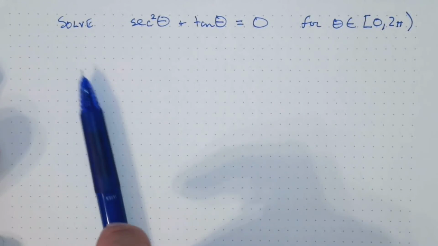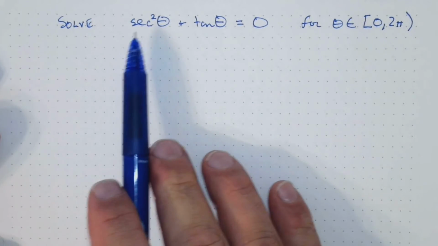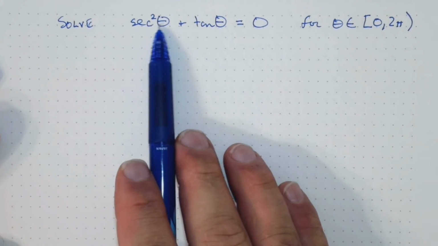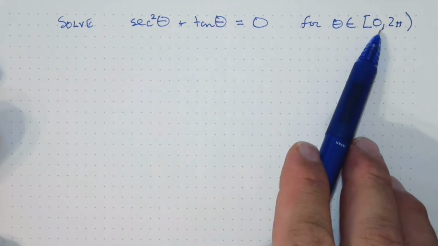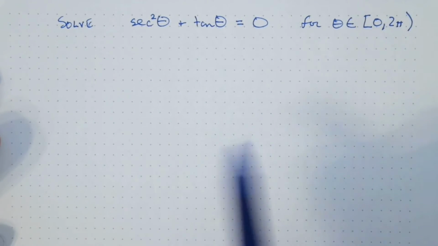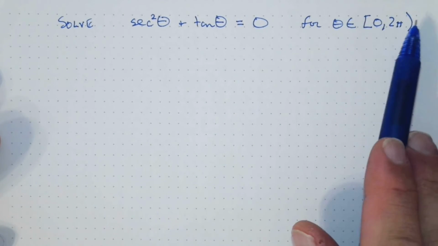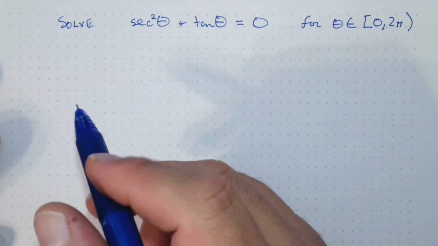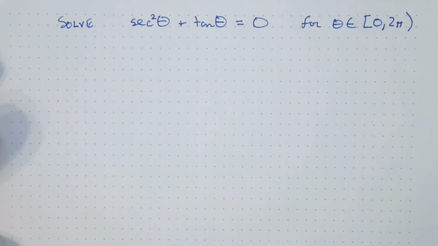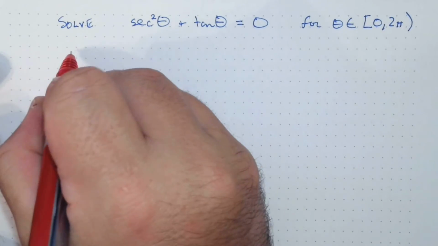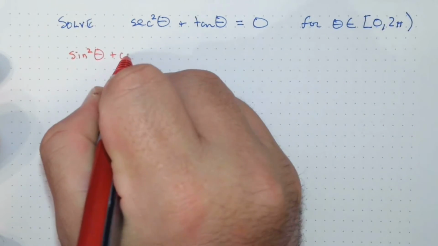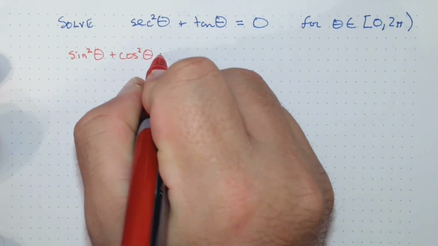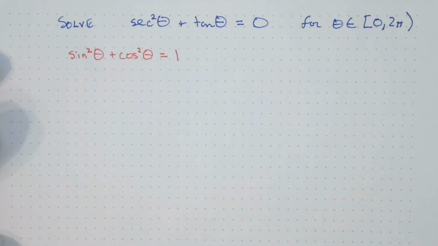Okay, in our third example, we're going to look to solve the equation secant squared of theta plus the tangent of theta equals 0 on this interval from 0 to 2 pi, inclusive of 0, exclusive of 2 pi. Now let's remember our Pythagorean identity. Our main Pythagorean identity is sine squared of theta plus cosine squared of theta is equal to 1.